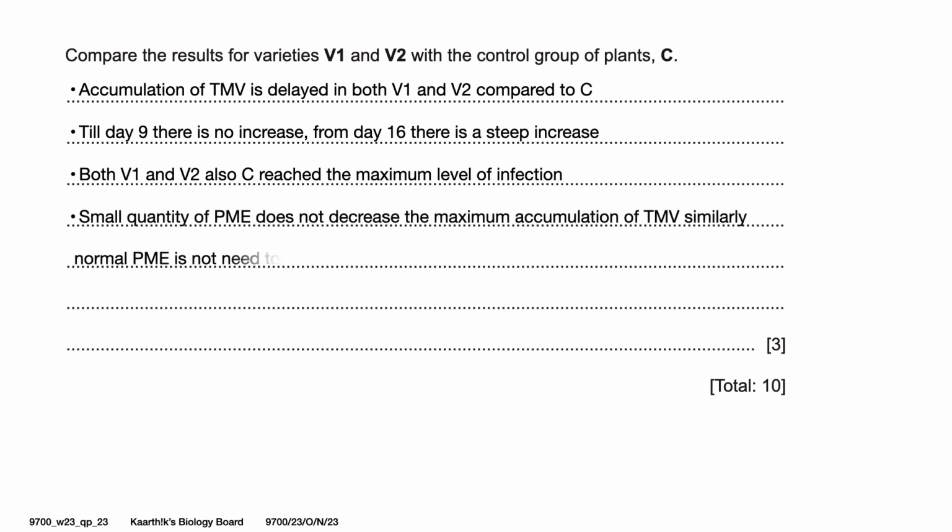Then a small quantity of PME does not decrease the maximum accumulation of TMV. Similarly, normal PME is not needed to have a maximum accumulation. That is, when we reduce the level of PME, the maximum accumulation is not decreased. So it has reached the maximum level of accumulation. Similarly, normal PME is not needed to have the maximum accumulation, that is, even if a small quantity of PME is there, the maximum level of accumulation is seen.